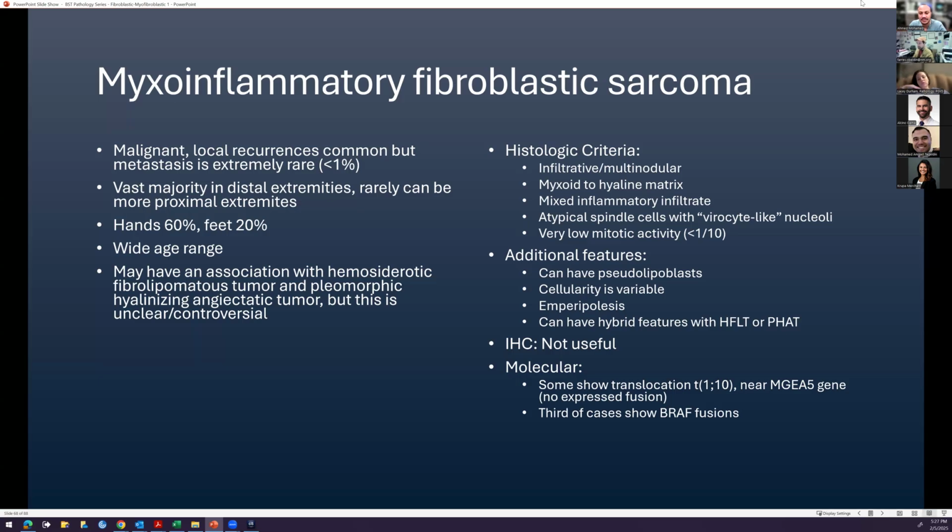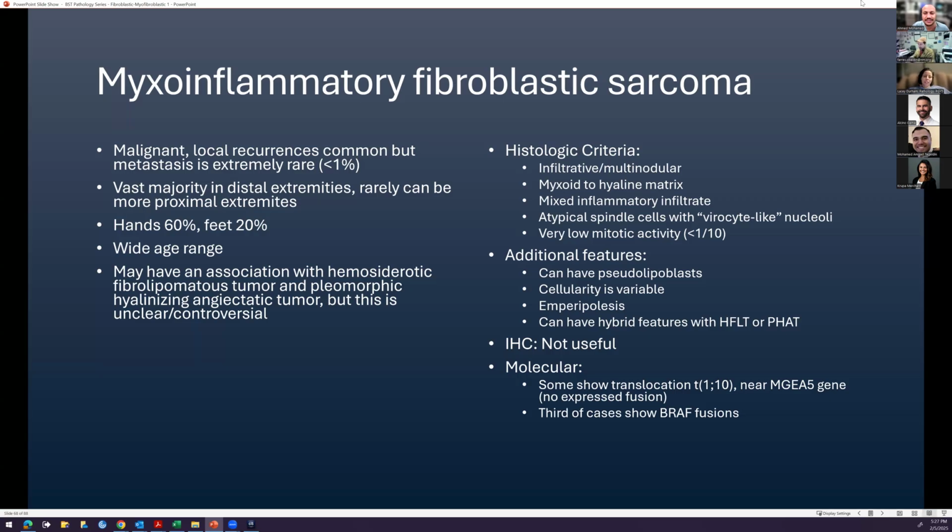Yeah. So like I said, they can have pseudolipoblasts. The cellularity is pretty variable overall. They can actually show emperipolesis. And then, like I said, they can have hybrid features. So IHC is generally not useful. Neither is molecular. Some of these will show some weird translocations around the MGEA5 gene. That gene is not really expressed necessarily. There's not overexpression, so it's not clear that it actually is functional in any way. Some cases show BRAF fusions as well, but there's really not super helpful molecular testing for this. It's really a morphology diagnosis. Okay. That's MIFS. Any questions about MIFS?